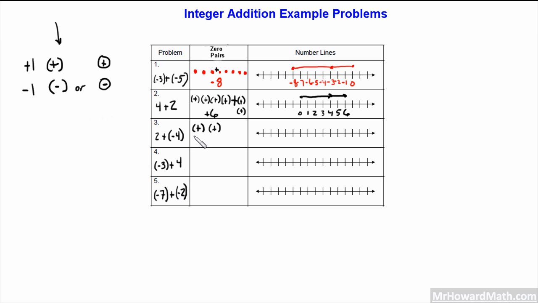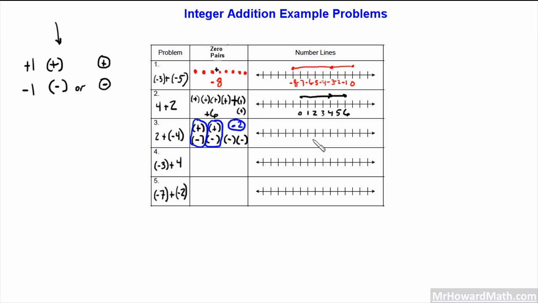So that would be 1, 2, 3, 4. Okay, circle our zero pairs. 1 zero pair, 2 zero pairs, and then that's it, right? And what are we left with? We're left with 1, 2, and they're negative, so negative 2, right? So our answer, let's write it here, is negative 2, and circle it.